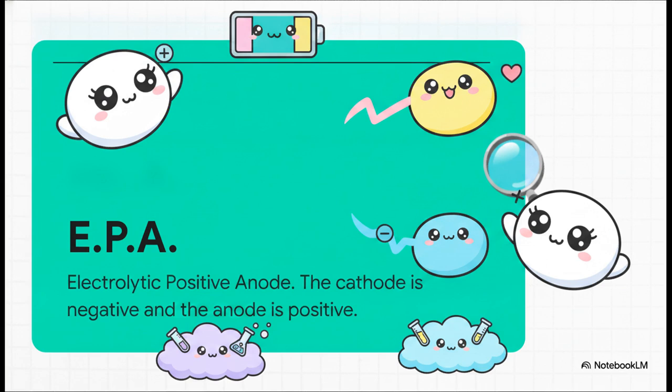The cathode is now negative and the anode is positive. So just lock this mnemonic in your brain. EPA, electrolytic positive anode. If you know EPA, you won't get tricked on any of those tricky polarity questions.